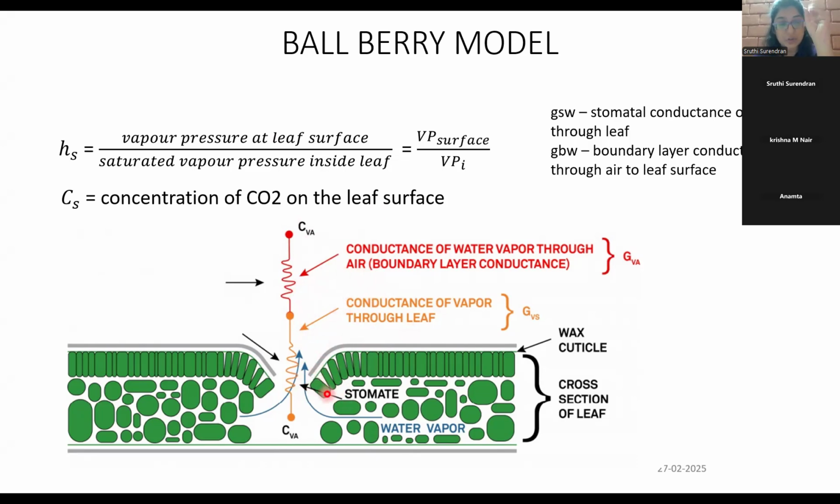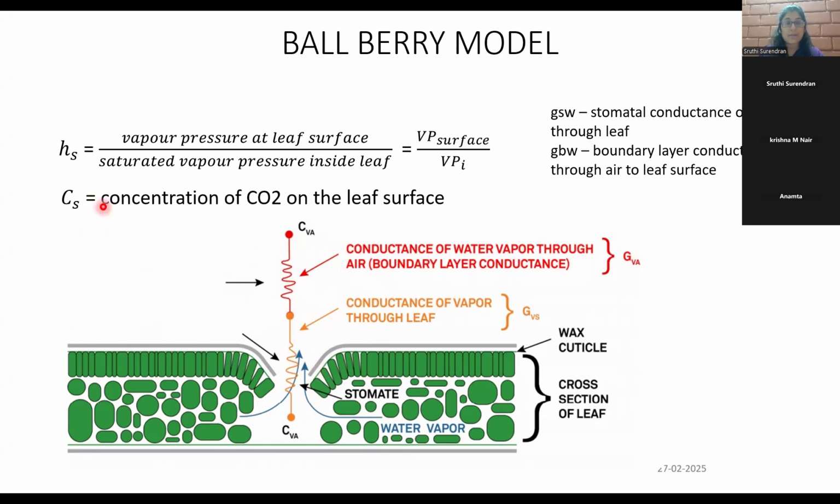Till now we were looking at the stomatal conductance, but the total conductance will include the conductance of water from the inside of the leaf to the surface of the leaf, and from the surface, if it has to go more above, there is a boundary layer through which the wind and all will play an important role, which will affect the movement of the water vapor to above. So total conductance will be the boundary layer conductance along with the stomatal conductance. Now, is it a sum of both of that? We'll look into it right now.